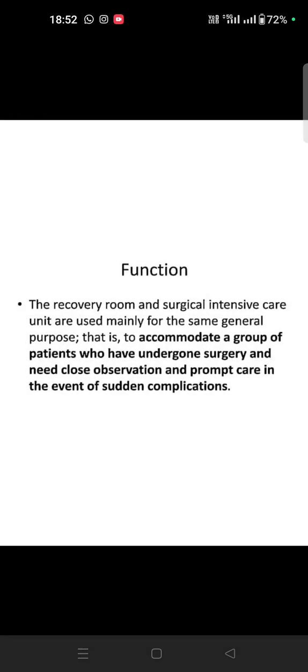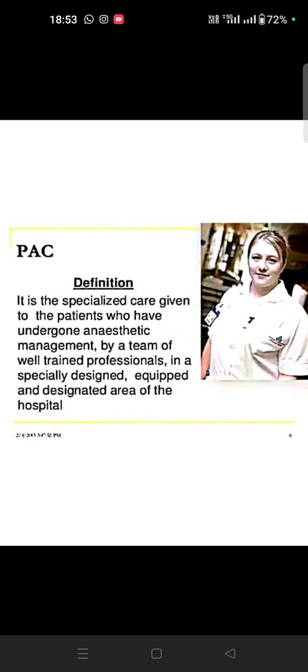To accommodate a group of patients who have undergone surgery, need close observation and prompt care in the event of sudden complications. So the definition of post-operative anesthesia care: specialized care given to patients who have undergone anesthesia management by a team trained professionally, with specially designed equipment, in a designated area of the hospital.